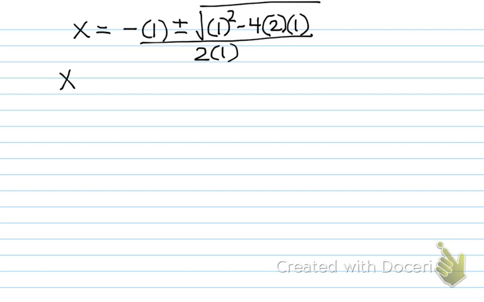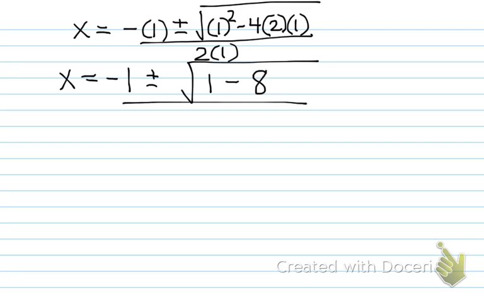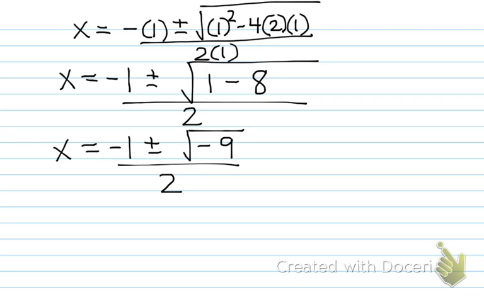So we get rid of the parentheses by multiplying. The square root stays the same. 1 times 1 is 1. 4 times 2 times 1 is 8. All over 2 times 1 is 2. Then we have negative 1 plus or minus the square root of negative 9 all over 2.